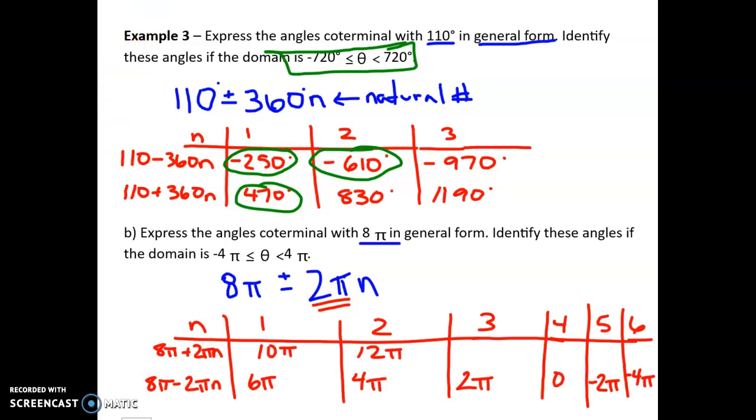Now this domain's a little bit tricky because when I go to look at which ones actually fit, it's only the 2π, 0, -2π, and -4π. Notice that there's only an equal to with the -4π, not the positive 4π. Pause the video here if you need to copy that down.